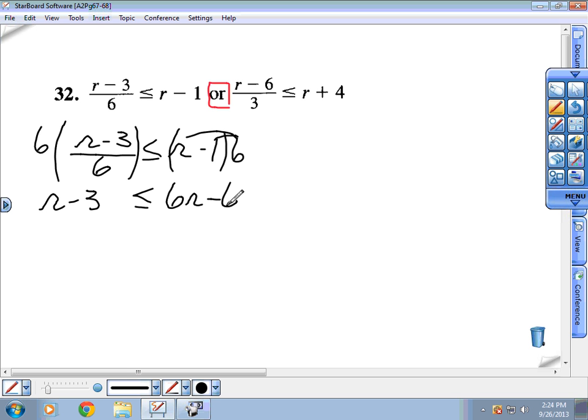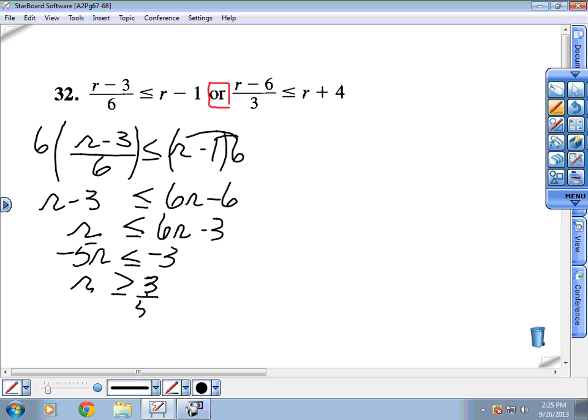And now it's simply like the other ones. Now I'm just going to get all my r's on one side and all my numbers on the other side. So let's add 3 to both sides. 6r minus 3r, and subtract 6r from both sides. Divide both sides by negative 5, which means I'm going to flip the sign. And I'm going to get a negative divided by a negative, which gives me a positive 3/5.